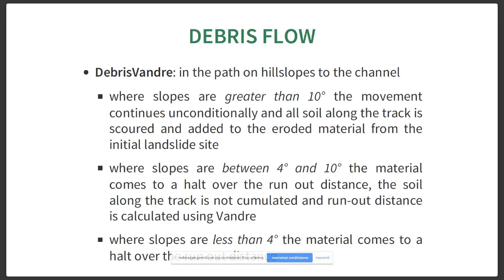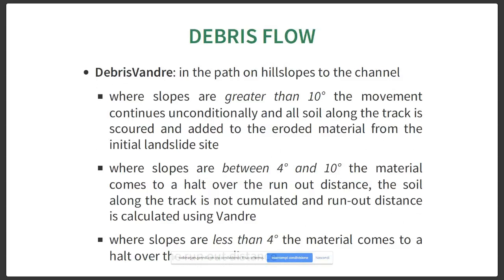Where the slopes are between 4 and 10 degrees, the material comes to a halt over the runout distance, and the soil along the track is not cumulated. And the runout distance is calculated using the Vandre formulation. Where slopes are less than 4 degrees, the material comes to a halt over the runout distance.